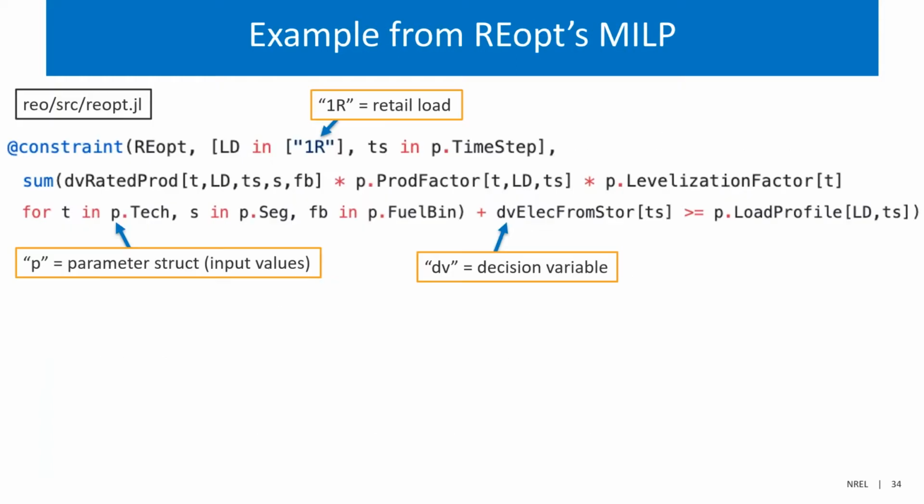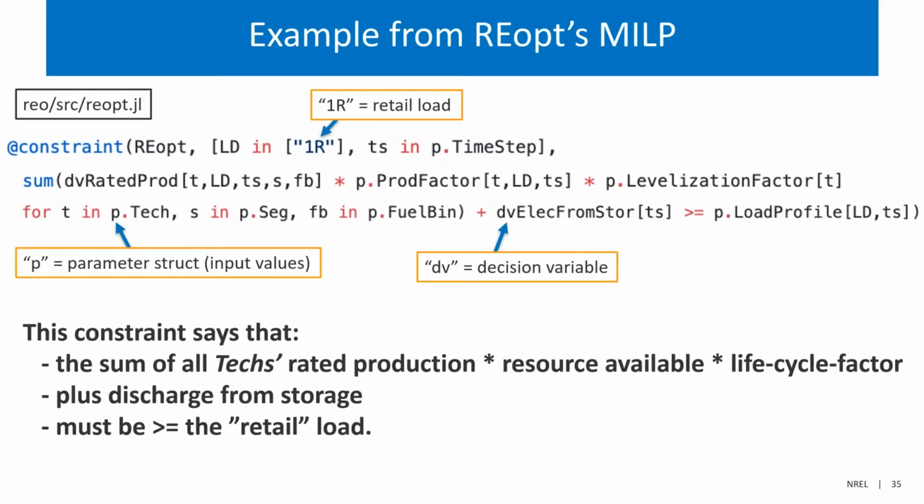So here first is that key constraint that I mentioned for the load must be met at every time step from some combination of generator output and storage output. So what we're seeing here is that the sum of all the techs' rated production, so that's dvRatedProduction there, and throughout the Julia model, so this is in REopt source REopt.jl, you'll see decision variables prepended with that dv. And then each value with this p. is an input parameter. So that's rated production times the resource available.